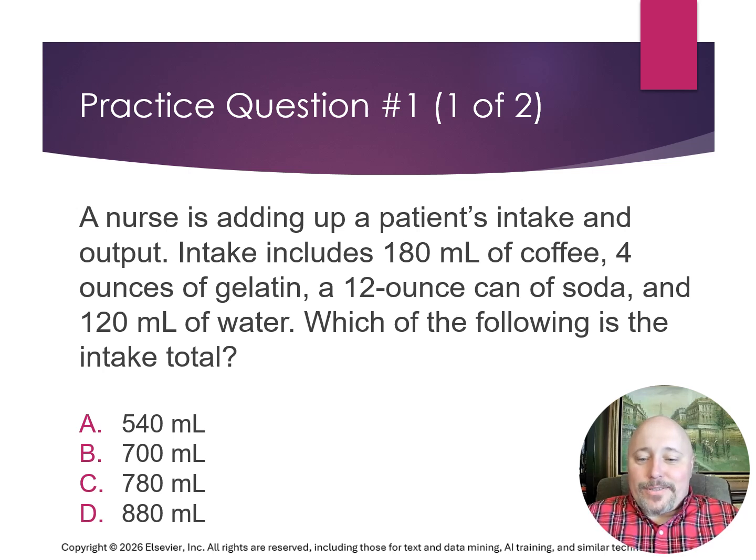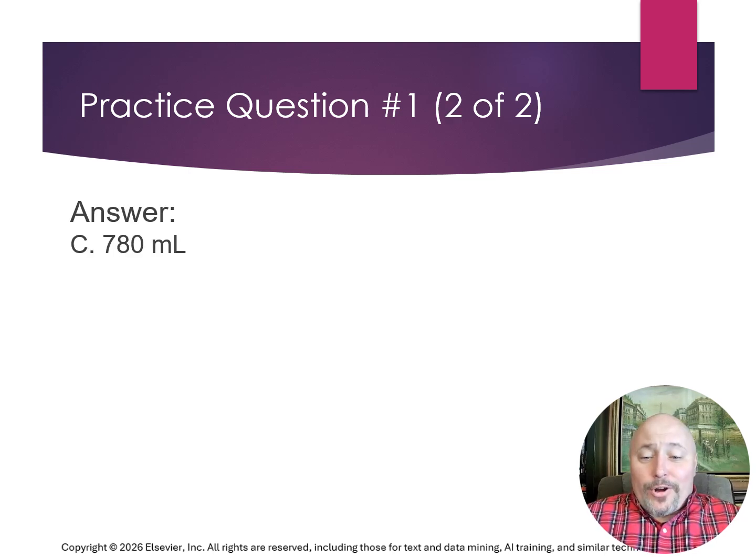How many ounces are in a milliliter? Or how many milliliters are in an ounce, I should say. There are 30 milliliters in an ounce. So for that 4 ounces of gelatin, that would equal 120 milliliters. And for that 12-ounce can of soda, times 30 milliliters is 360 milliliters. From there, we now have everything in the same units, milliliters, and we just add them up, totaling 780.